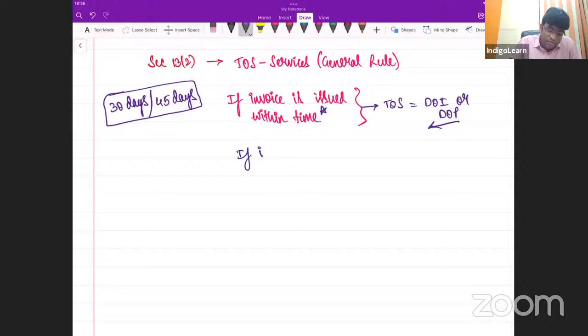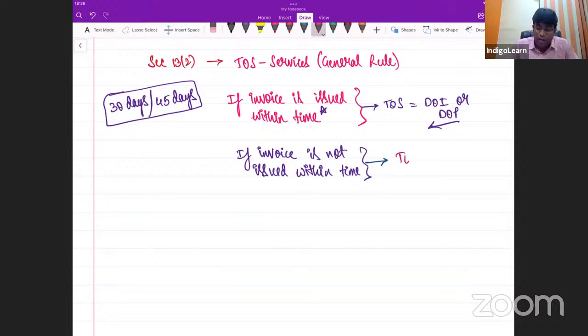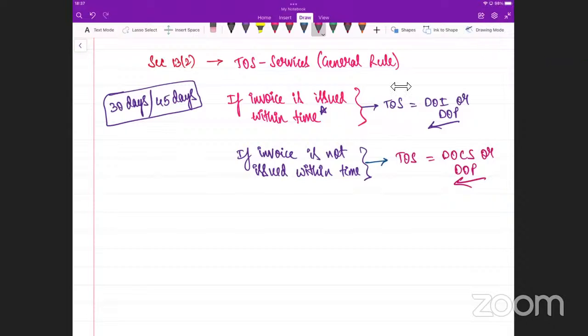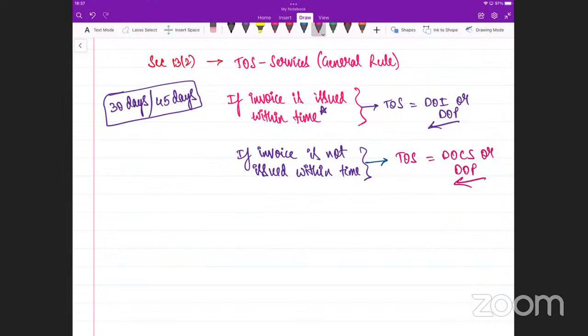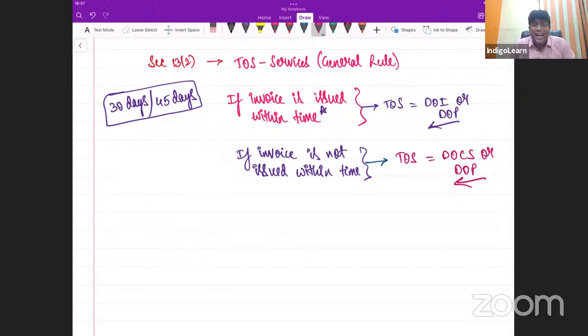And if invoice is not issued within time, then time of supply will be date of completion of service or date of payment, whichever is early. So there are two interesting cases there. Case number 1, if invoice is issued within time, the answer is date of invoice or date of payment, whichever is early. And if invoice is not issued within time, then date of completion of service or date of payment, whichever is earlier. This becomes time of supply.